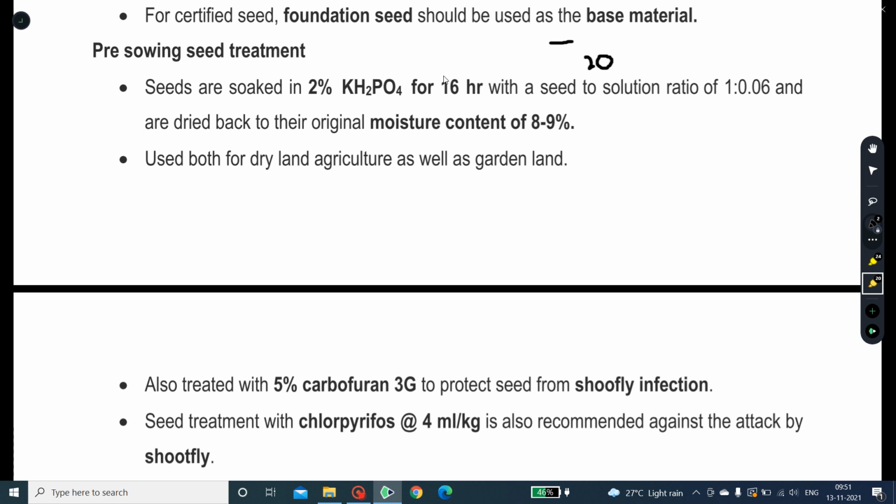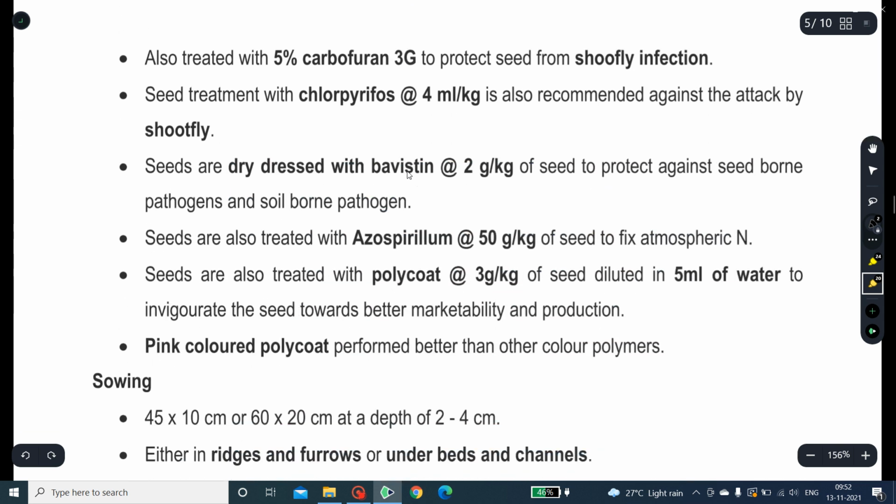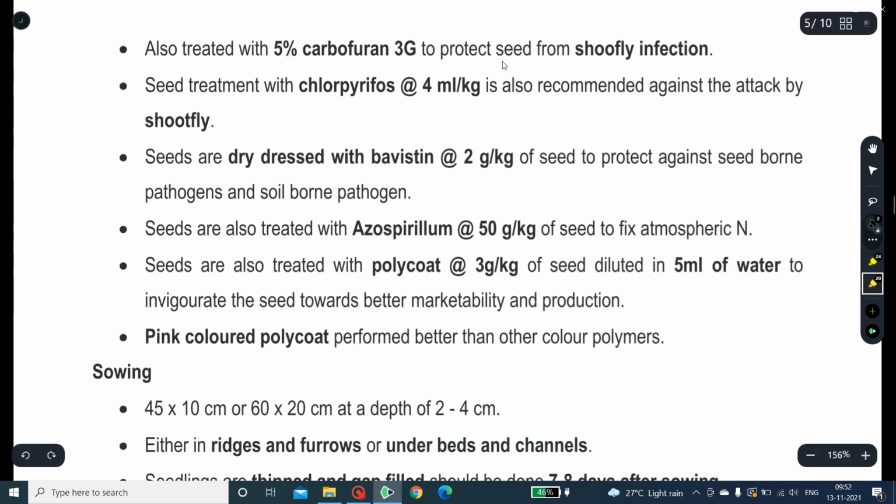The seeds are soaked in 2% K2PO4 for 16 hours with a seed to solution ratio of 1:0.06 and dried back to the original moisture content of 8 to 9%. And this management could be used for both dry land agriculture as well as garden land agriculture. And also it is treated with 5% carbofuran 3G to protect seed from shoot fly infection, and seed treatment with chlorpyrifos 4 ml per kg is also useful against the shoot fly.